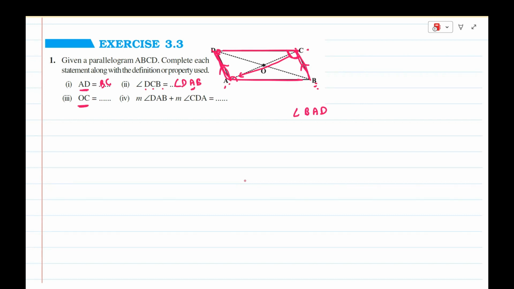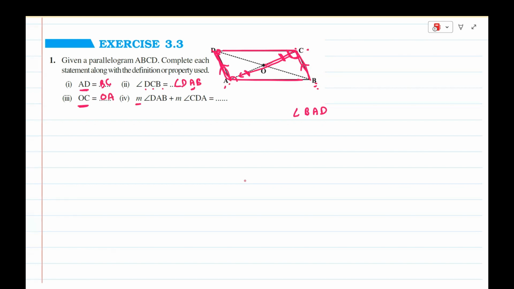Third says OC. Can you see OC is where? Here. So it is a half part of diagonal. And what does the property say? Property says the diagonals of a parallelogram bisect each other. Means OC is always equal to another part of that diagonal, which is OA.